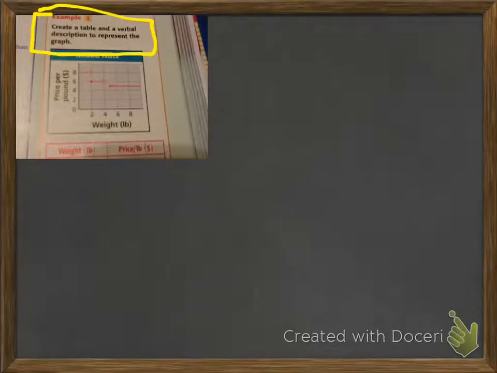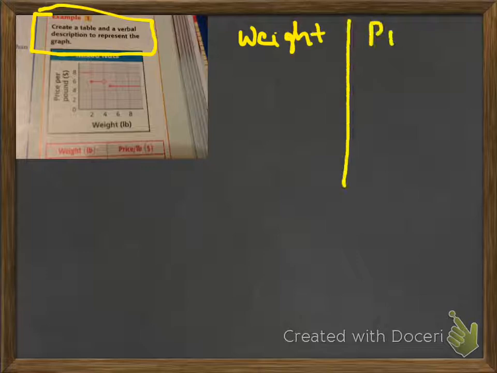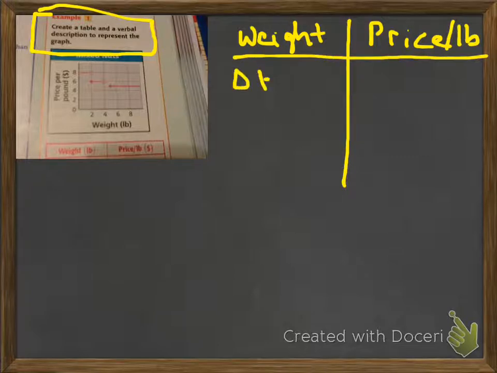Okay, so let's look at an example here, and I've got a drawing that I took from the book, and what they want you to do is take this drawing and create a table and verbal description to represent that graph. So you can see here on the graph we're talking about mixed nuts and how much they cost depending on how much you bought, or how much in weight you bought. So we're going to create a table first, and so we're going to put it up here like, again, the X would be your weight and your Y is going to be your price per pound.